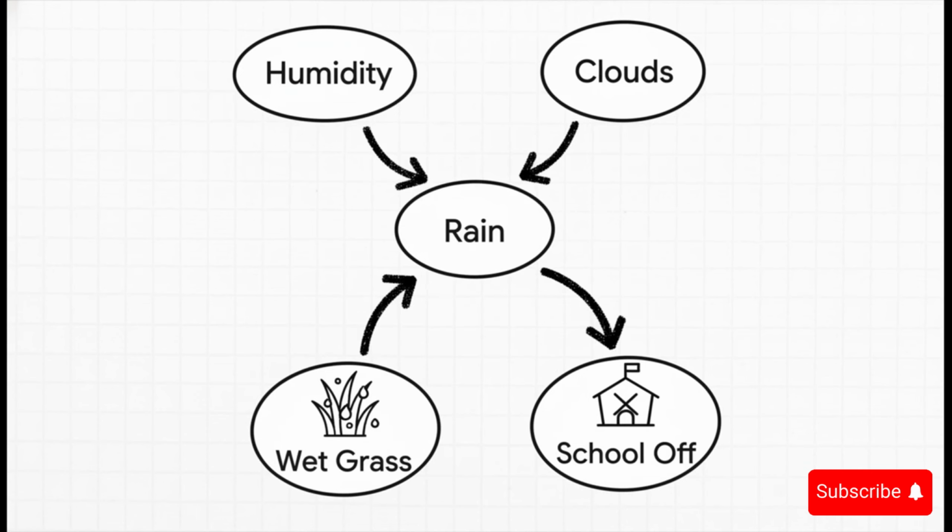And to finish it off, we've got wet grass and school off. Both of these, you'll notice, depend on one thing: rain. So we draw our last arrows from rain to these two, and there we have it. Our map is complete. The whole web of cause and effect is laid out right in front of us.